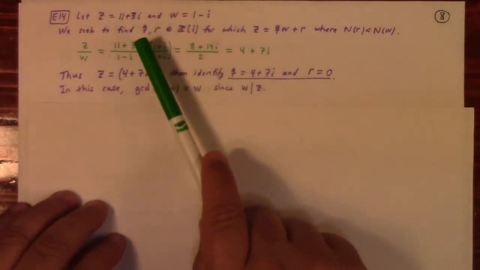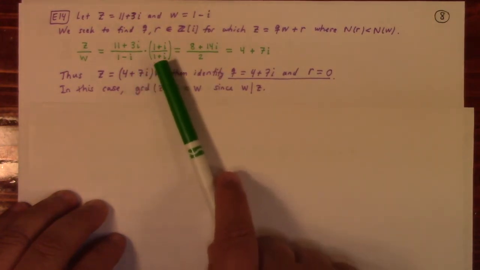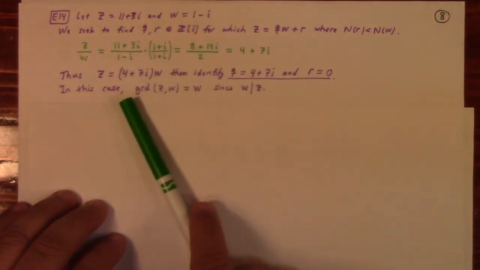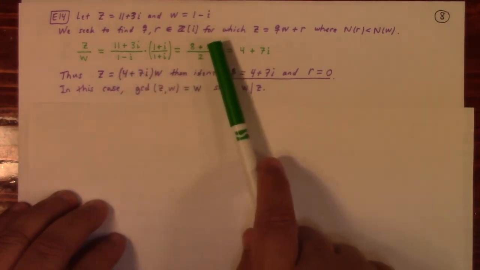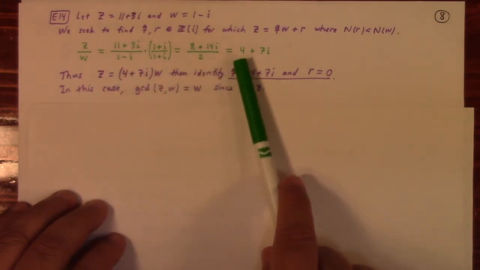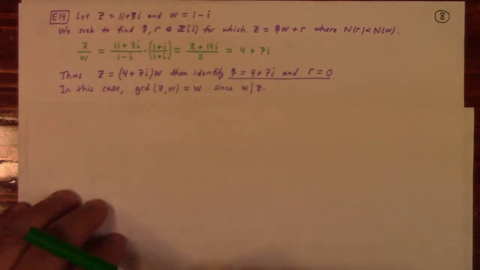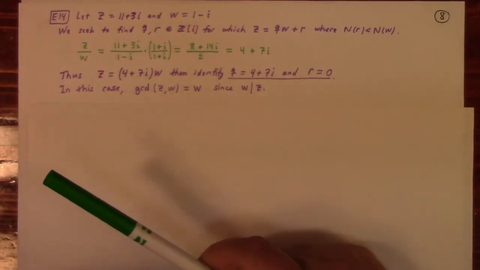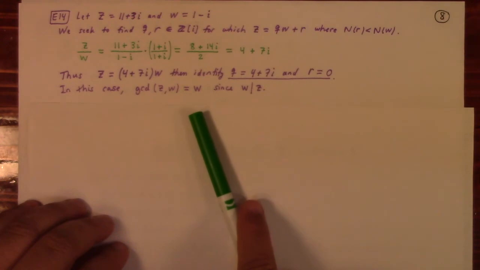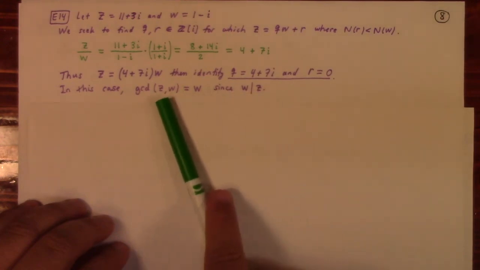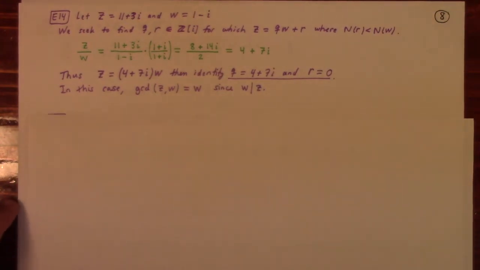Example 14, we have 11 plus 3i and 1 minus i. I'm trying to illustrate the division algorithm, so we divide, and we get 8 plus 14i over 2, which is 4 plus 7i. Oh, hey, z over w is actually a Gaussian integer. Well, this is embarrassing. The remainder in this case is 0. So w divides z, and the GCD of z and w is just w. So there you go, that's example 14.